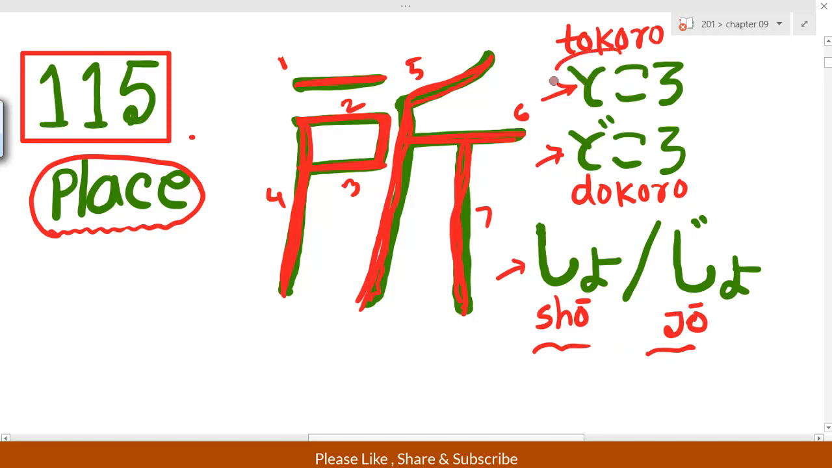Basically tokoro and sho. If this kanji is used in a different word, the sound is different. To corresponds to do, and sho corresponds to jo. So tokoro and sho. We need to remember these two sounds, basically, tokoro and sho.